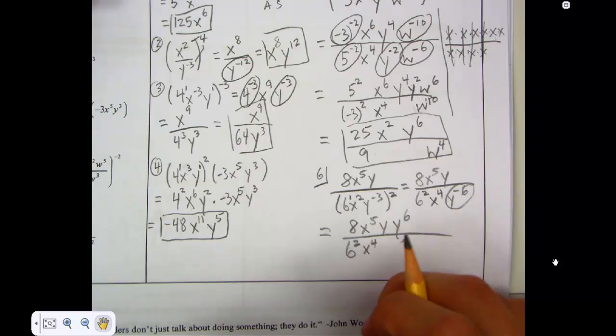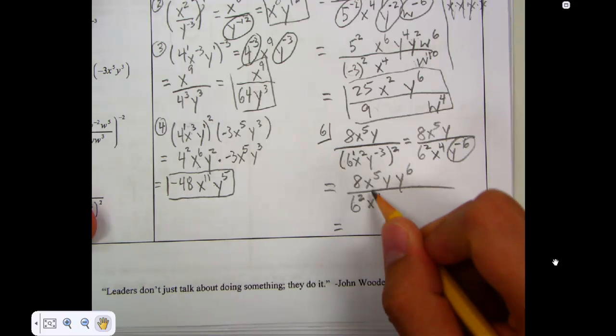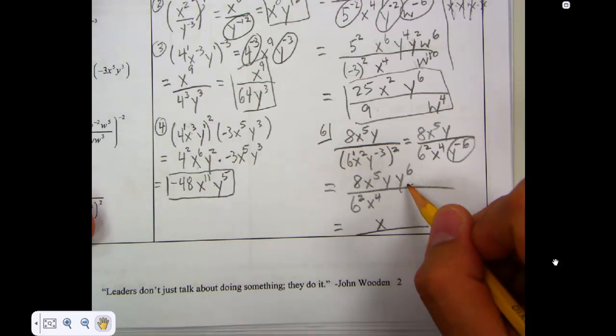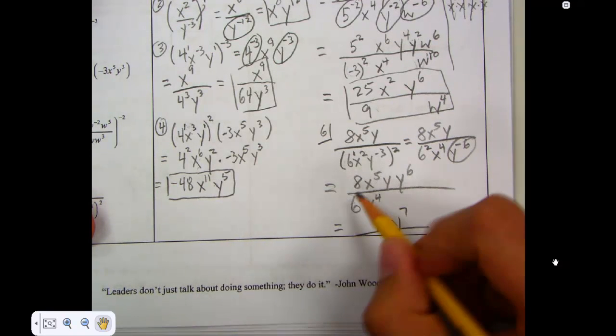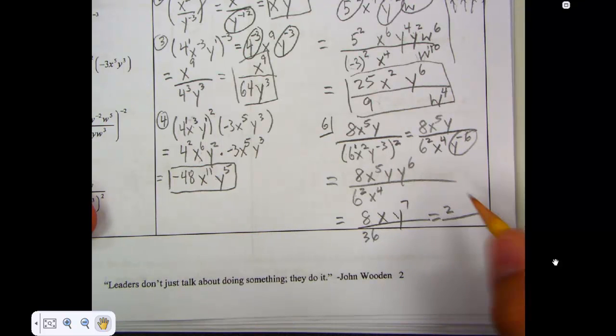Okay. I'm going to do my letters first. So the x's, since one's on top and one's on bottom, I ask myself which one has more, the top. And I subtract. 5 minus 4 is 1. I don't have to write the 1. Y times y to the 6 is y to the 7, because I add. We got 8. 6 squared is 6 times 6, which is 36. And last of all, 8 over 36 can reduce by 4. So 8 divided by 4 is 2. 36 divided by 4 is 9. And we copy the rest because that stays the same.